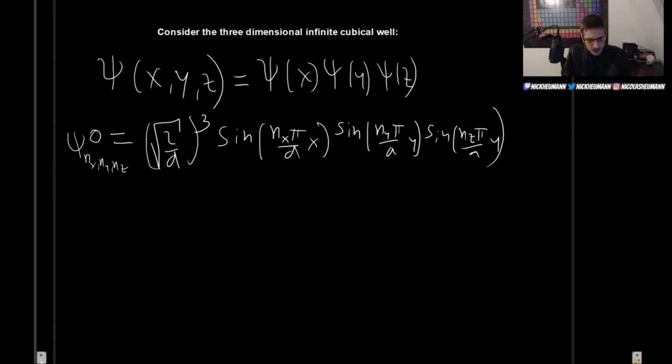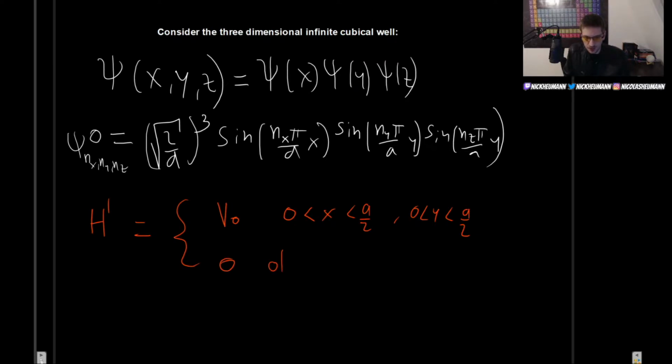Okay, so now we have this case. And what we're going to do is introduce a perturbation. Now this perturbation, H prime, will be of the following form. It's going to be V0 if we are in the region between 0 and a over 2 for x, and for y, so 0 to a over 2 there, and no restriction for z. And it's going to be 0 otherwise. So basically 1/4 of the infinite cubical well will now be filled with this V0 potential. Okay, that is what we are doing here.